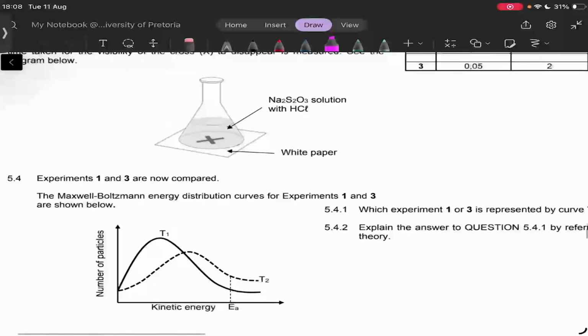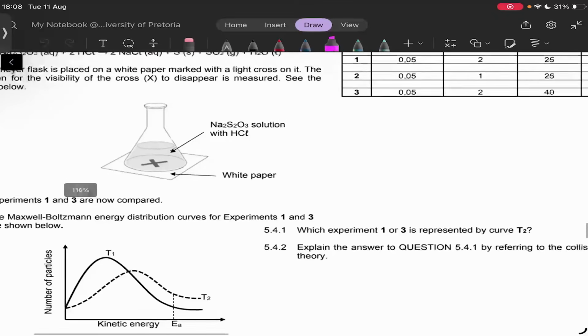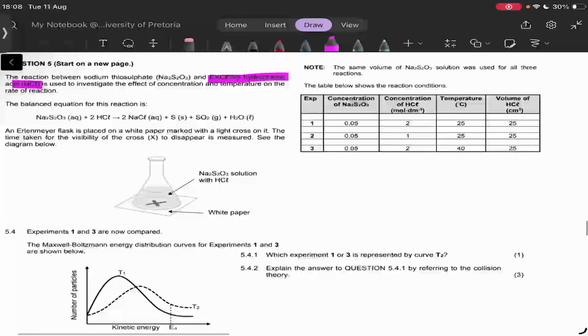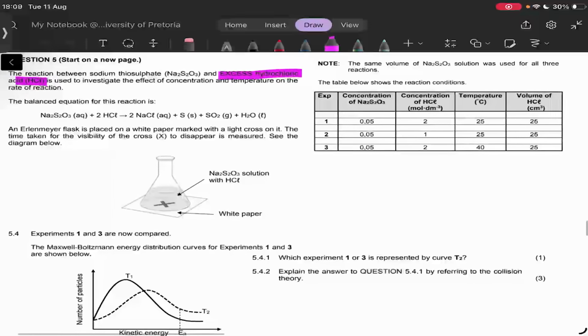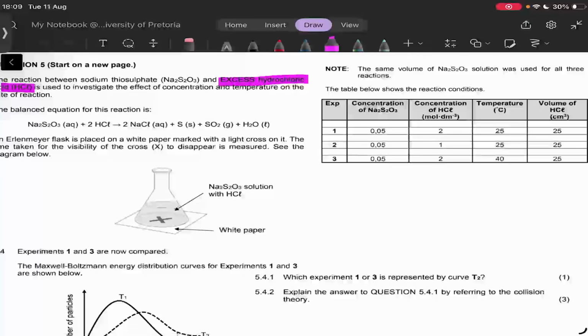Now, they tell us here that experiments 1 and 3 are now compared. They go on to tell us that the Maxwell-Boltzmann curves for the distributions are shown below. And now 5.4.1 is asking, which experiment, 1 or 3, is represented by curve T2? Which one do you guys think is T2? Do you guys think it's experiment 1 or 3?